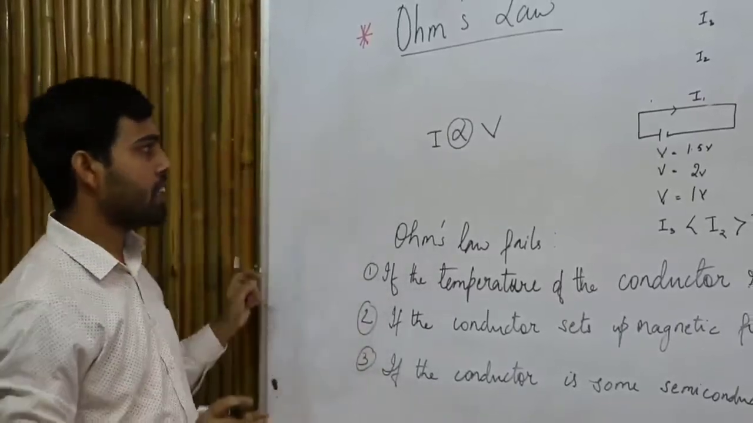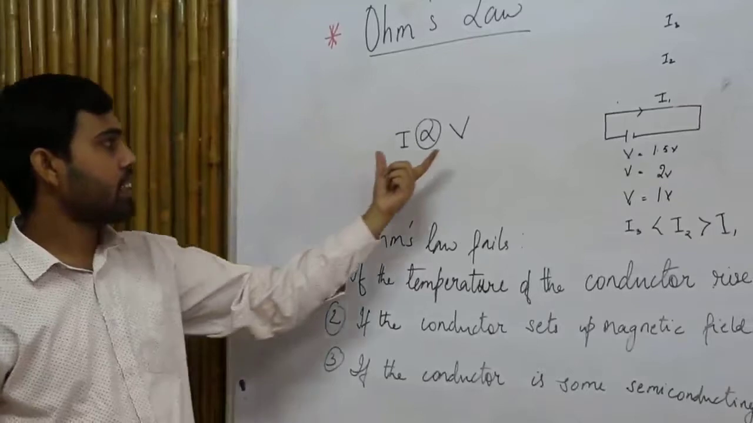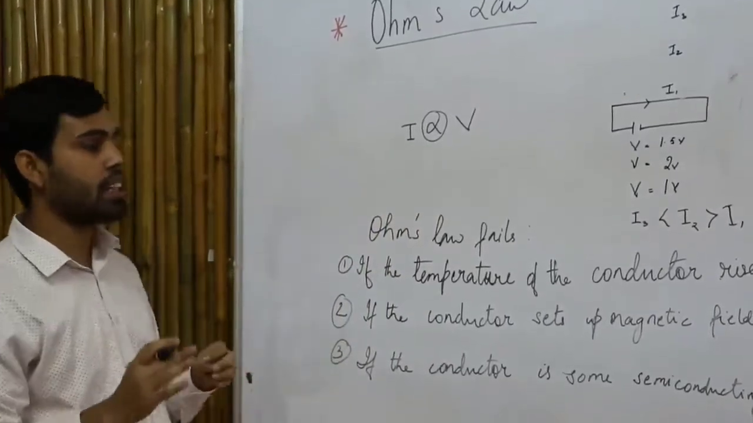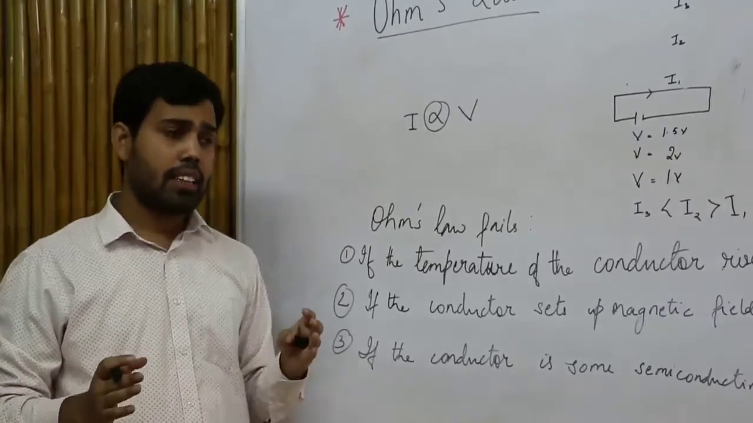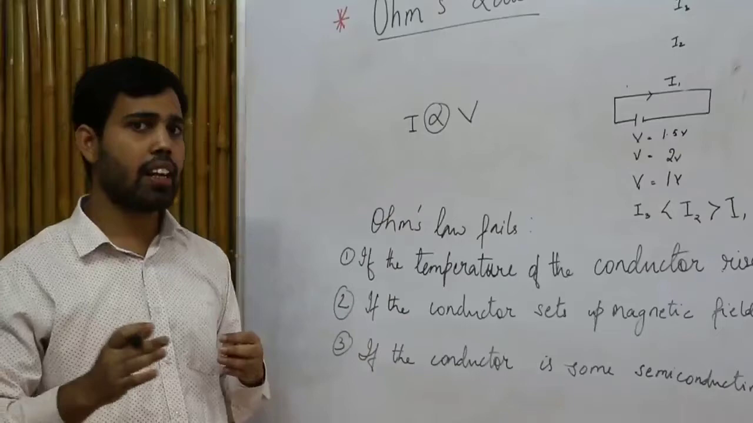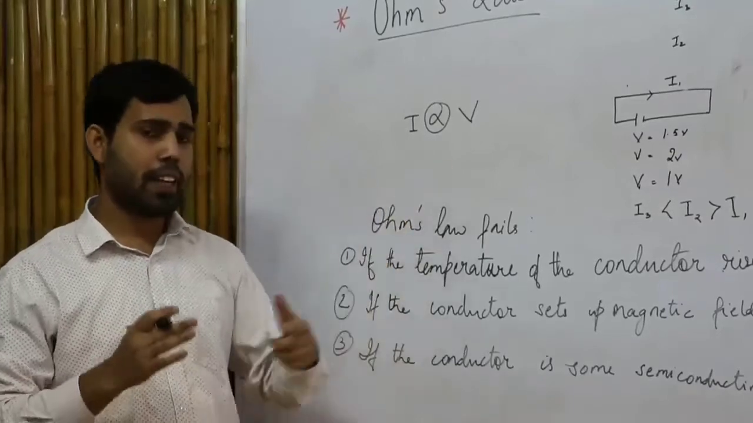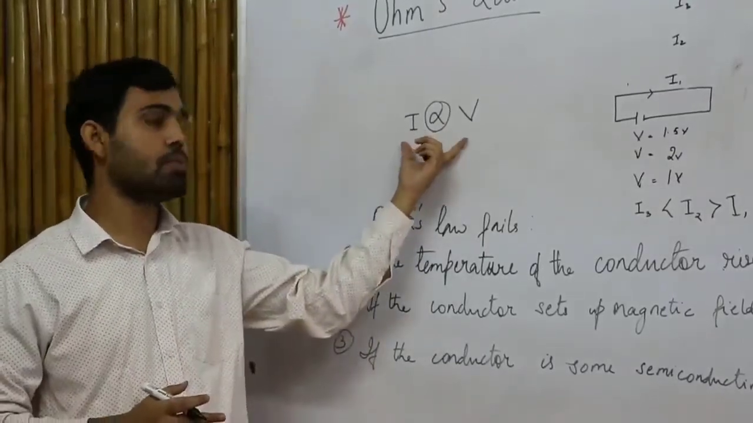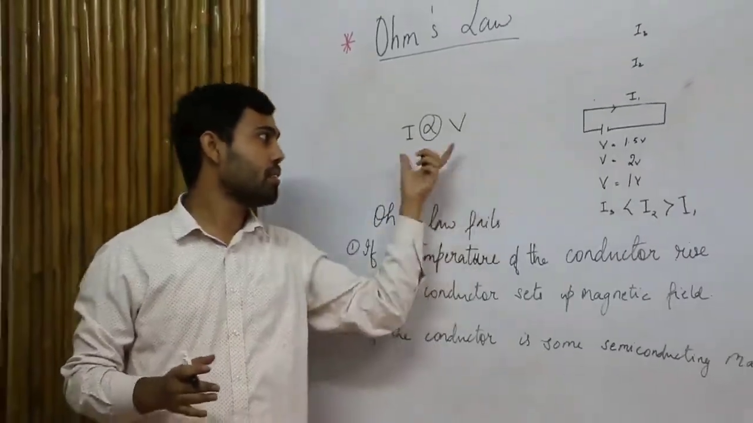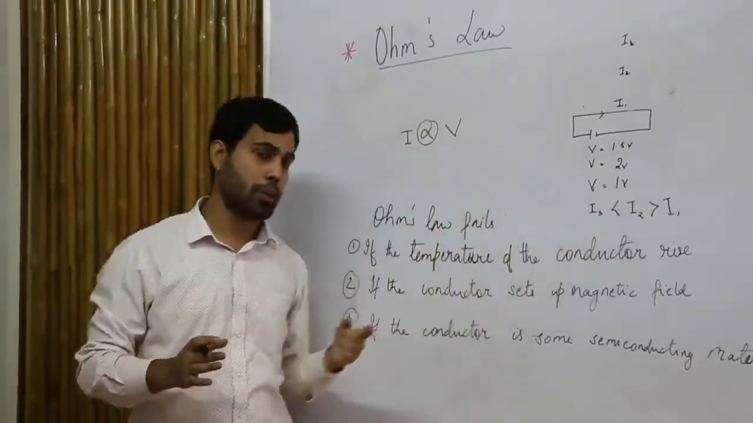What do I mean by physical conditions? This law holds as long as the physical conditions remain the same. What are these physical conditions? It means the temperature of the conductor, the length of the wire, and the area of cross section. If I keep these fixed, then only Ohm's law will hold. If I change them, this result may not hold.